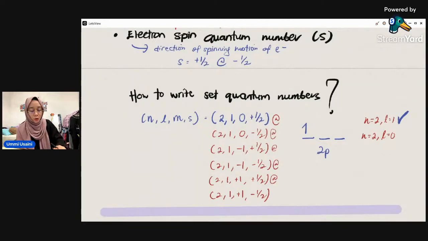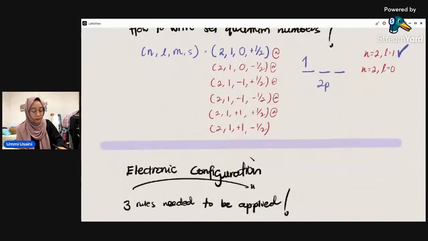Right. The next part, we are going to learn about electronic configuration. Electronic configuration is based on the number of electrons in the element.